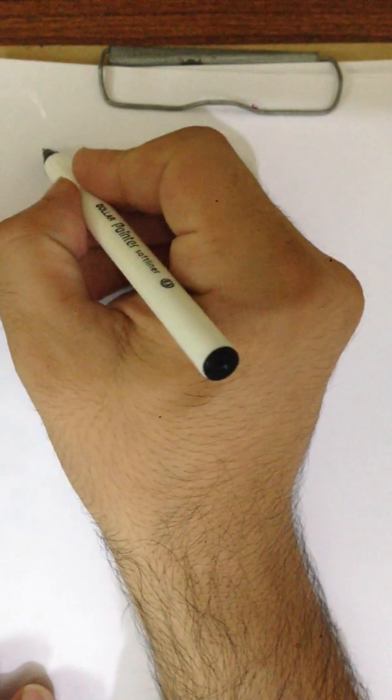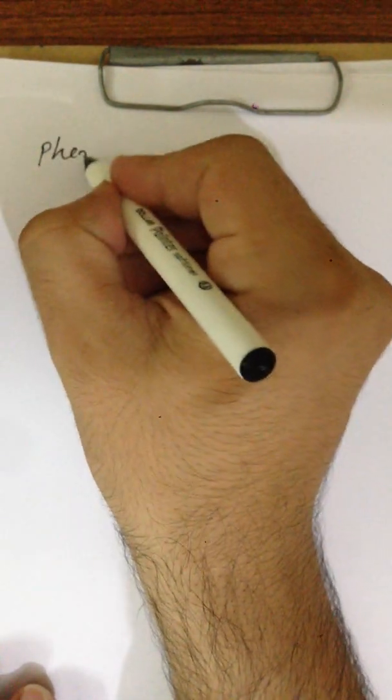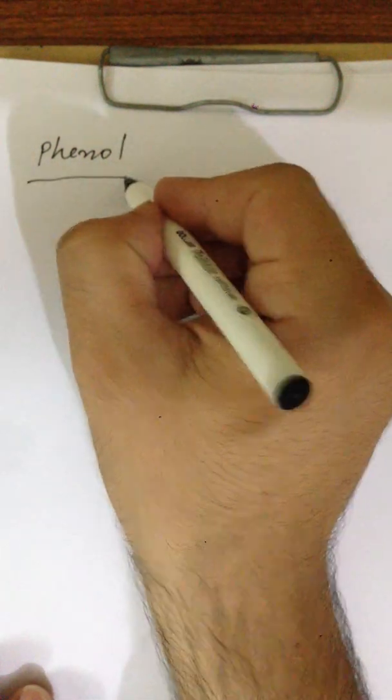So we have phenol here. Phenol is another derivative of the hydrocarbons. A phenol molecule can be obtained by replacing one of the hydrogen atoms of benzene.